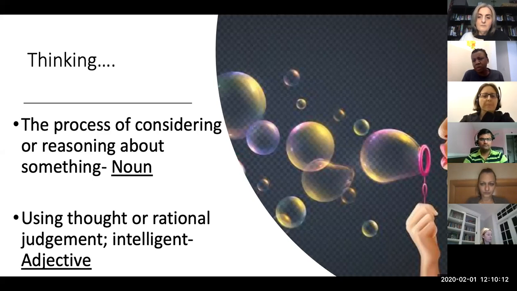So the noun interpretation of it is that it's the process of considering or reasoning about something, while the doing part of it is using thoughts and rational judgment, most especially intelligence. I have had two or three managers whereby I've learned a lot in terms of how often we create this thinking environment for ourselves and for the people we work with.